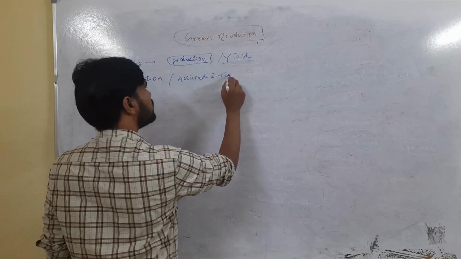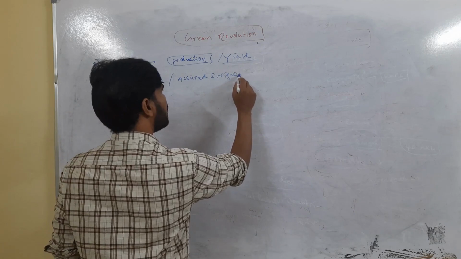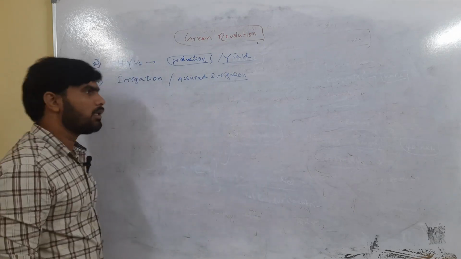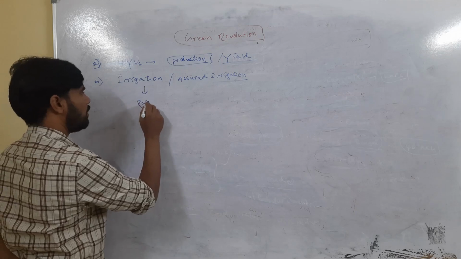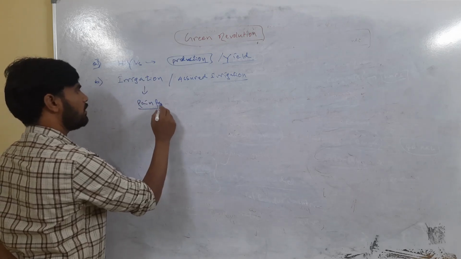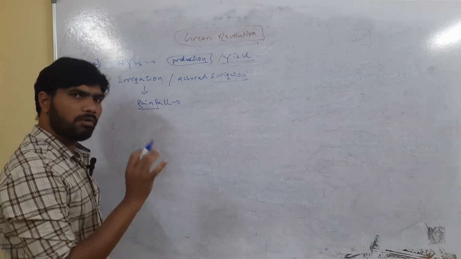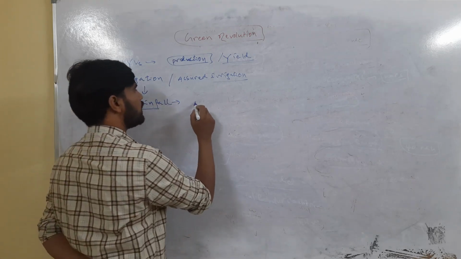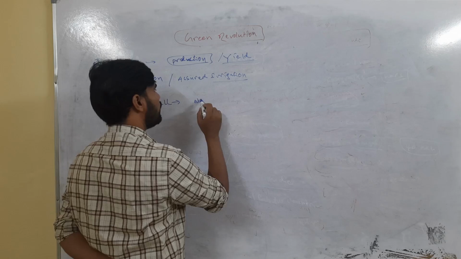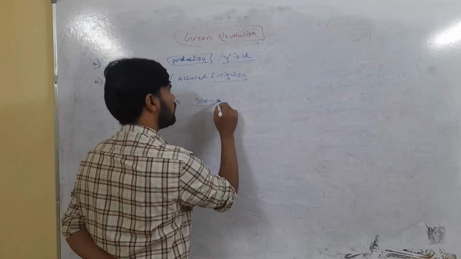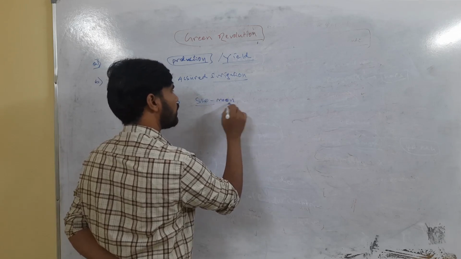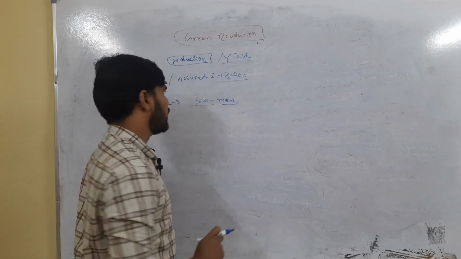Okay, so what is the meaning of assured irrigation? Earlier, what was the phenomenon? Earlier in our country, we used to depend on rainfall. Rainfall means, for most of the country, we used to get the monsoons, or rainfall during the southwest monsoon. The southwest monsoon is the major source of irrigation for our country.